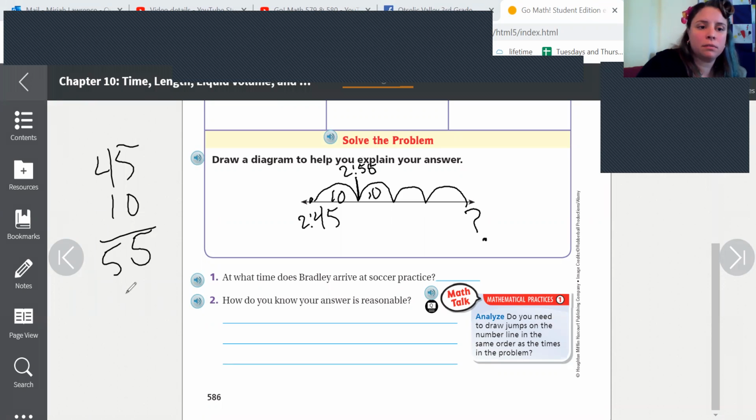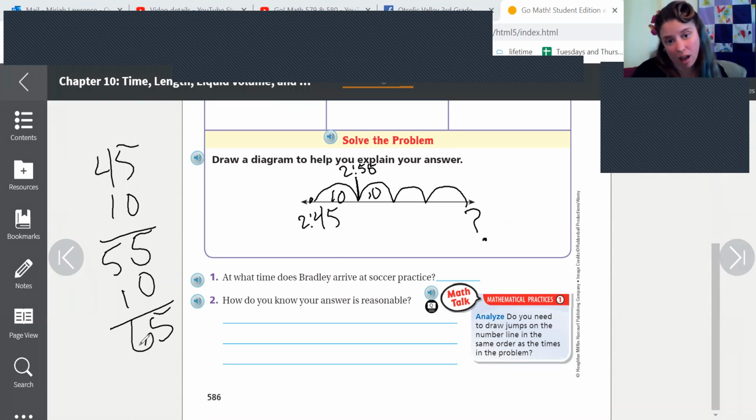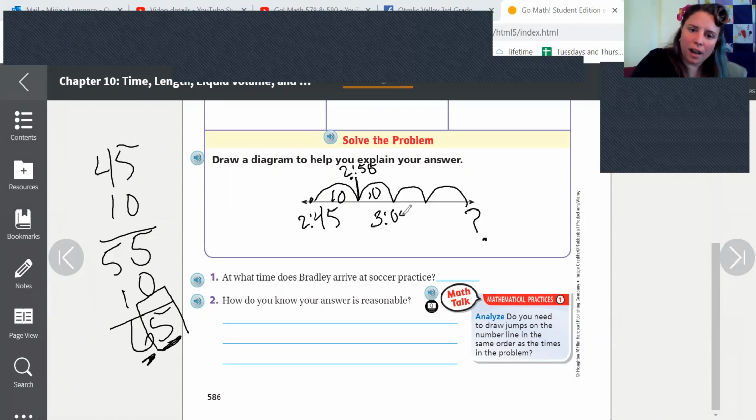55 plus 10 is 65. But we don't have a 65 on the clock, right? Because 60 means an hour. So now our hour is going to change to 3. And how many minutes do we have left over? Yeah, so it's going to be 3:05. All right, we still have 2 more jumps to go.